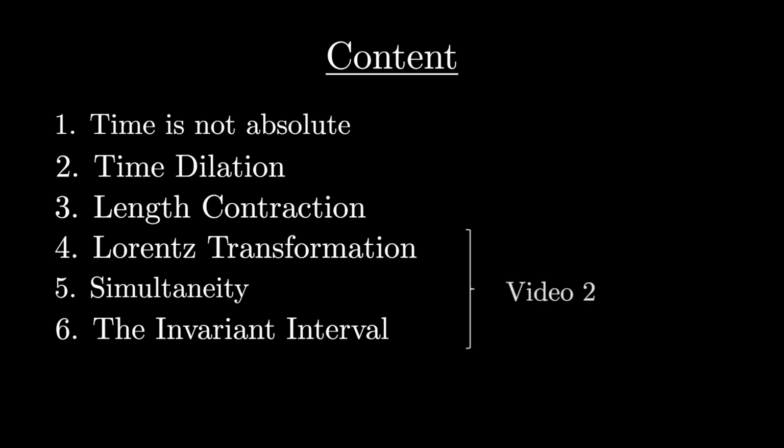In the next video, we will then derive the Lorentz transformation that allows you to go back and forth between the time and spatial coordinates of an event for different observers. After that, we will see how the concept of simultaneity has to be frame dependent as well. And finally, we'll cover the invariant interval.